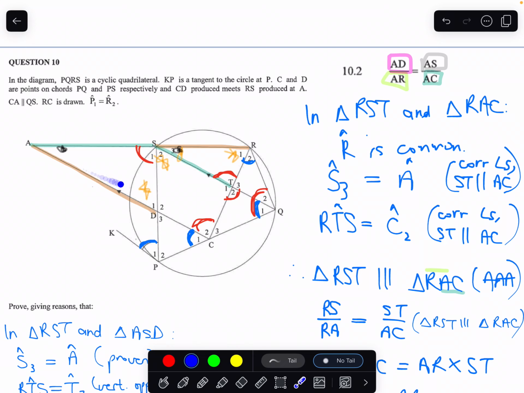They are similar because of the common angle. These two are equal. These two are equal.